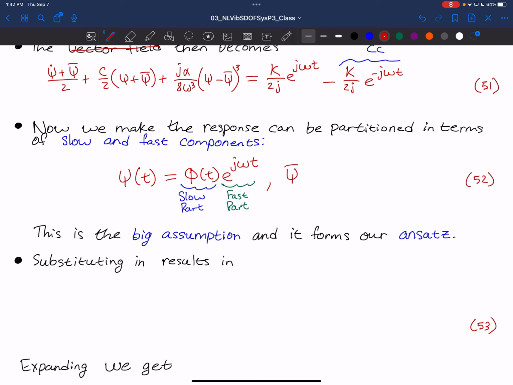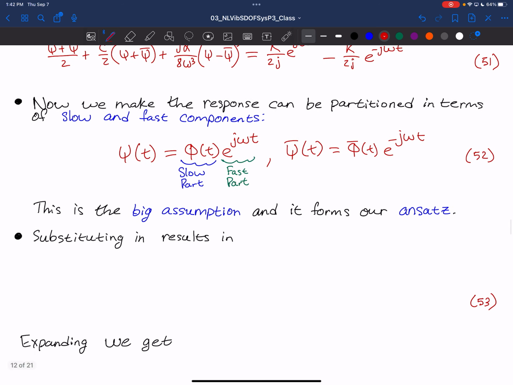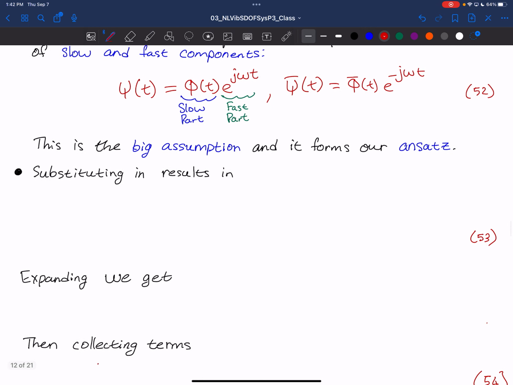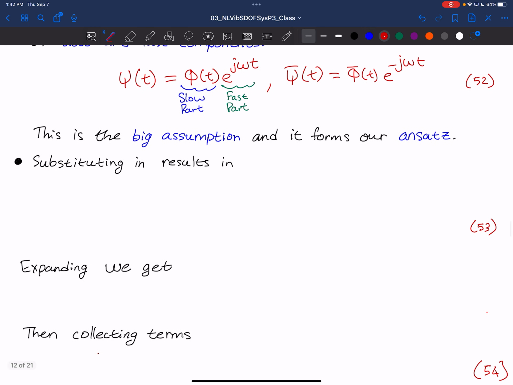All right, so for the complex conjugate, we're going to get psi bar is equal to phi bar of t times e to the minus j omega t. So again, these phis here are complex. They are not real numbers. They are complex. Okay, again, this is our big assumption that we can do this partitioning, and there's only one fast frequency, and it's what forms the ansatz, or the educated guess, for this problem.